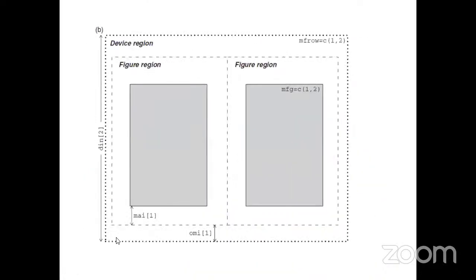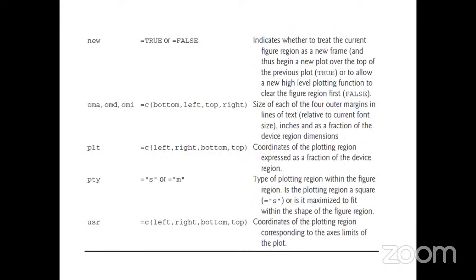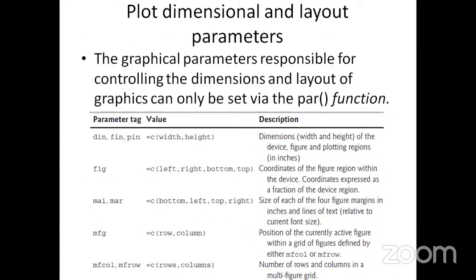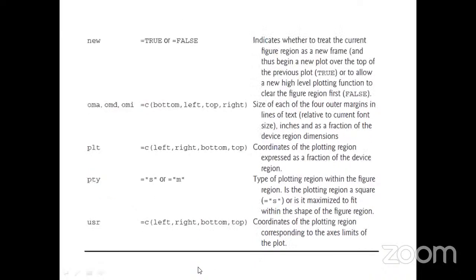MFG was given here. MFG is not here actually, so I cannot tell you this here because not all the functions' pictures are there. MFG is the position of the currently active figure within the grid of figures divided by MFCOL or MFROW. So column and row, again you have this MFCOL and MFROW. New indicates whether to treat the current figure region as a new frame or the previous frame, so that is new, false or true.